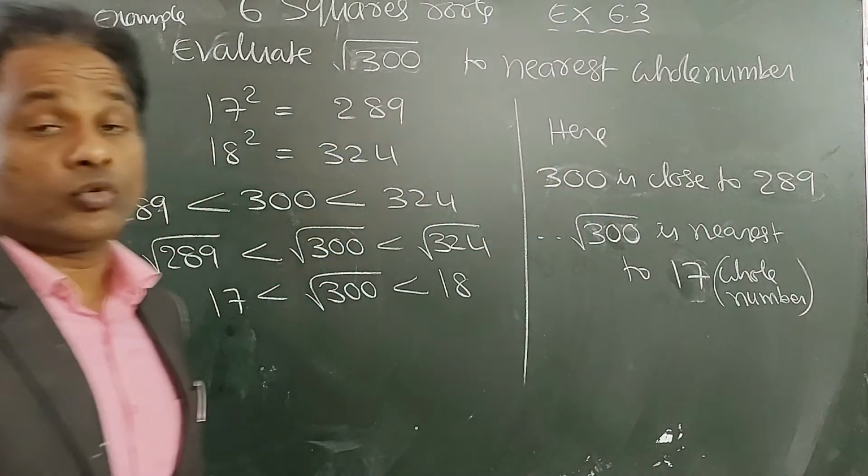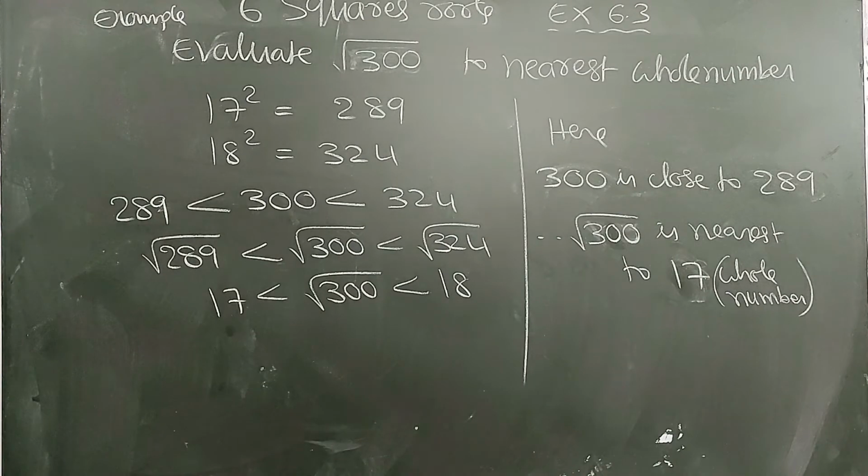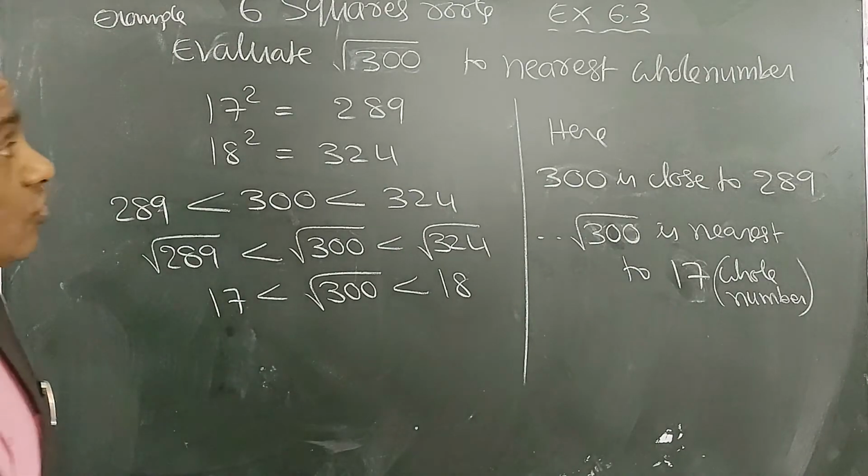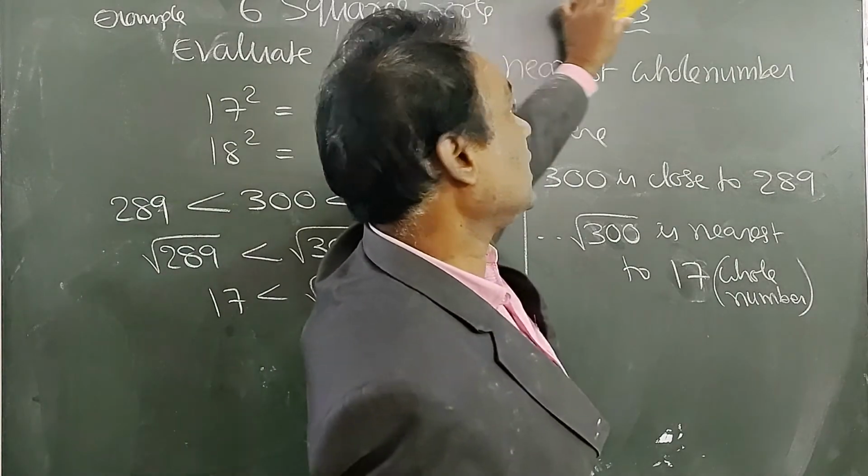So this is the procedure, students. 4 problems I solved, 3 problems and one more example also. So with this, the exercise is over, 6.3 is over.